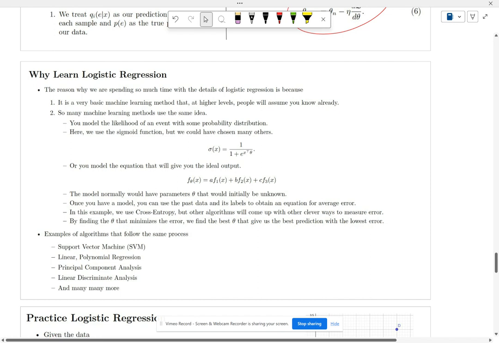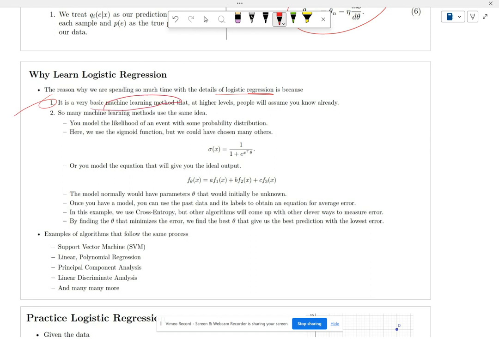Now, the reason why we're spending so much time with the details of logistic regression is because, first, it's a very basic machine learning technique that higher level techniques will assume you know how to do already. Also, in many machine learning methods we use the same idea: you model the likelihood of an event with some probability distribution, like this. Here, we use sigmoid, but we could use anything else. Or you can model an equation that looks like this, which is the result of regression.